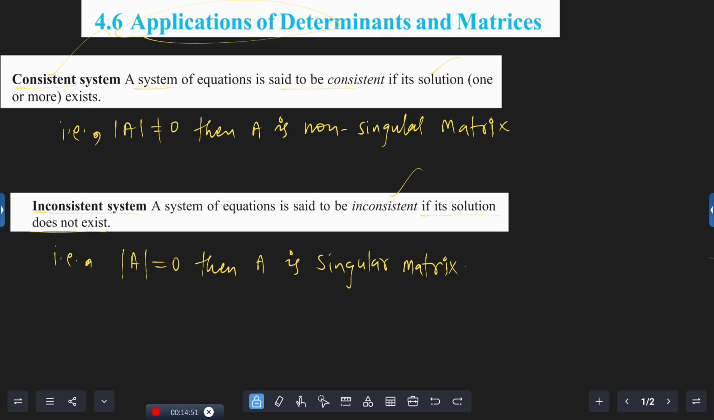How we check consistent, how we check inconsistent, that you just note down. Remaining points and all we have in our textbook itself. Okay, right. Next sums we will go.